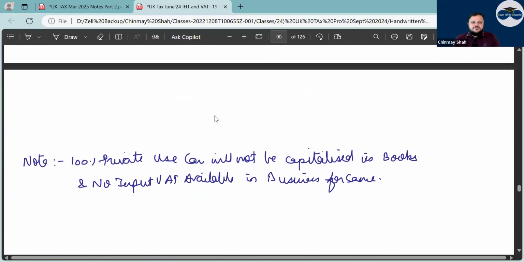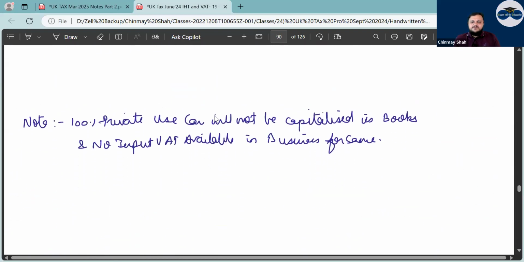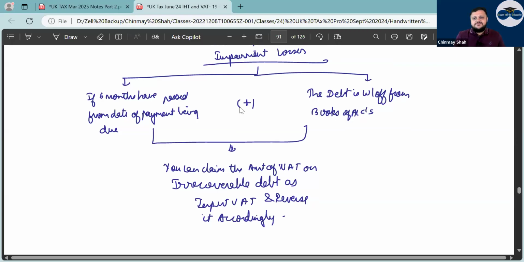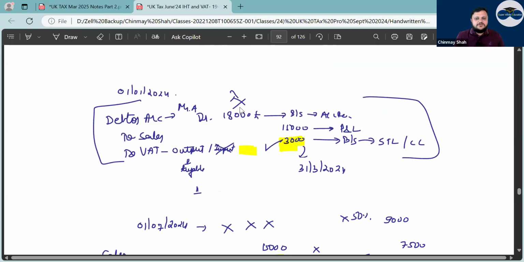Are you okay with 100% private use car will not be capitalized in books and no input VAT is available in business? Then impairment losses. If 6 months have passed from the date of payment being due plus the debt is written off from books of accounts, correct? You can claim the amount of VAT on irrecoverable debt as input VAT and reverse it accordingly.